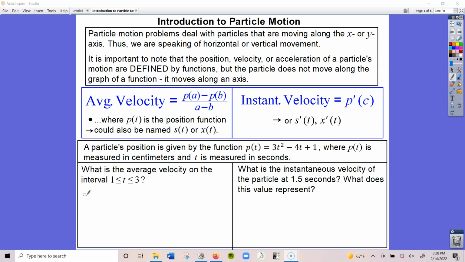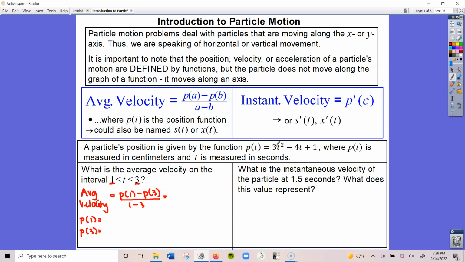So if I want the average velocity, I am going to do my secant line, again, because of that keyword here, average, and you're given 2 points here. So this is going to be P of 1 minus P of 3 over 1 minus 3. We need here the value of P of 1, and then we're going to need the value of P of 3.